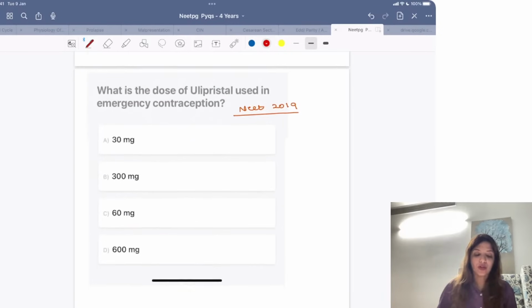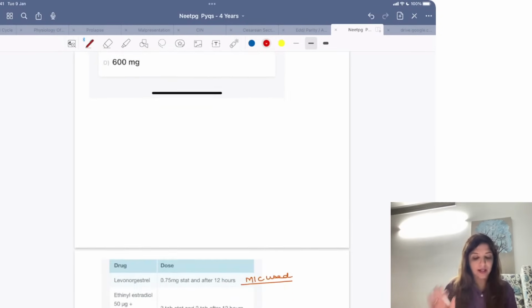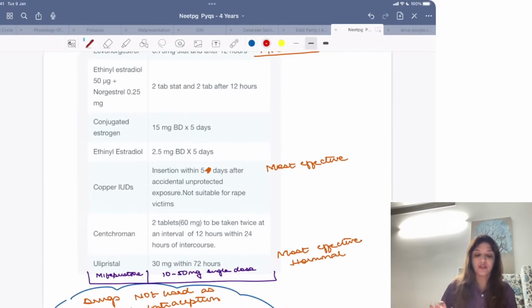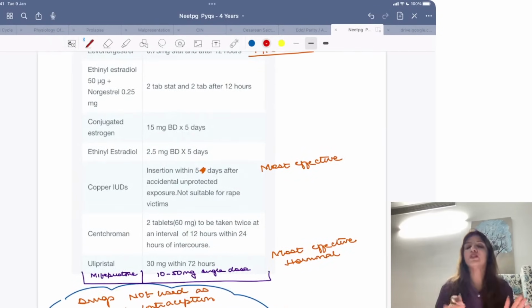What is the role of ulipristal in emergency contraception? Again, a very theoretical question. This table is given over here, with the doses of all emergency contraceptives. Emergency contraceptives is a very, very important topic. The dose of ulipristal is 30 mg. So please remember all the drugs which are used for emergency contraceptives and their dosages, right?